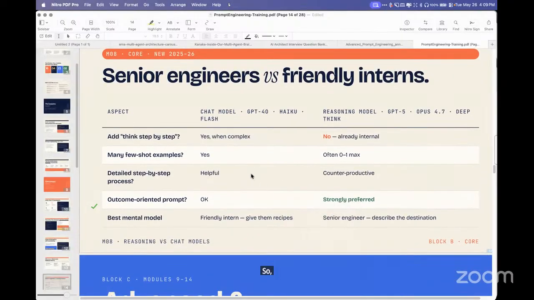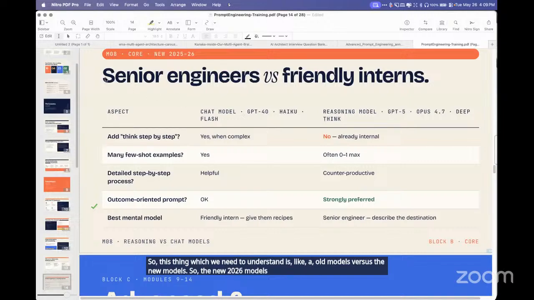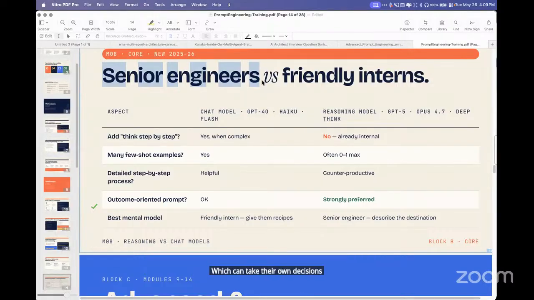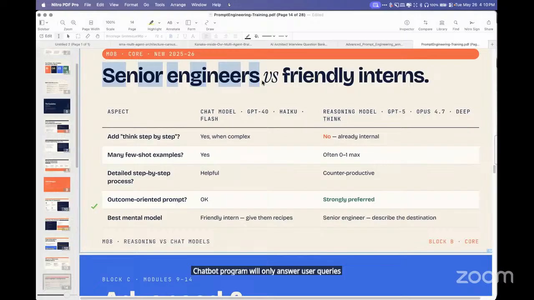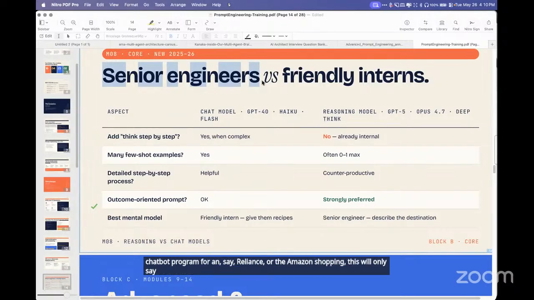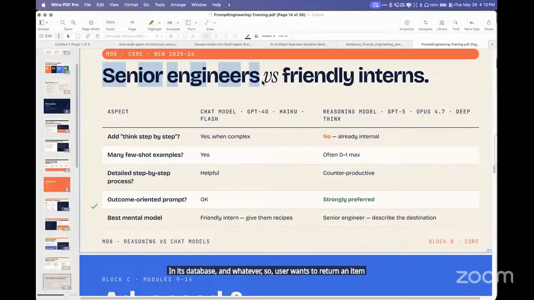So the thing we need to understand here is old models versus the new models. The new 2026 models are like senior engineers, which are self-sufficient, can take their own decisions, and can act on their own. So what is the main difference between an agent and a normal chatbot program? If we think from that angle, a chatbot program will only answer user queries. If there is a chatbot program for, say, Reliance or Amazon shopping, it will only give the user whatever information is in its database. If the user wants to return an item, the chatbot will only direct them to the returning site, and it will not process the return itself.